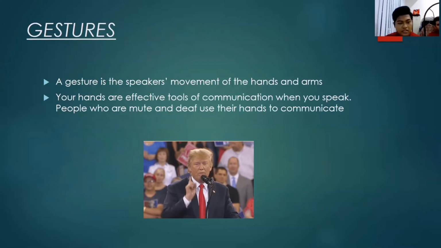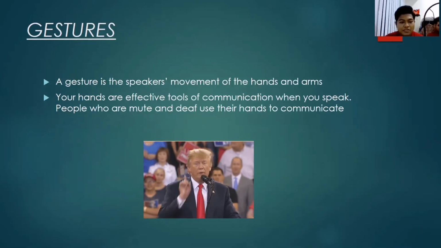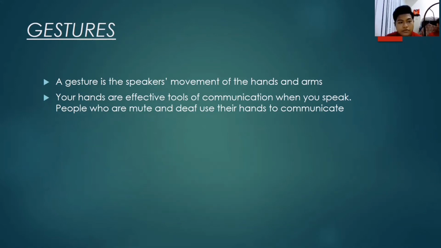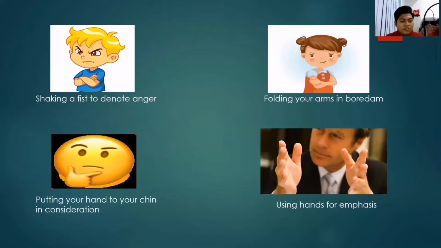Gesture. First, a gesture is the speaker's movement of the hands and arms. Your hands are effective tools of communication when you speak. People who are mute and deaf use their hands to communicate. There are 4 gestures. Shaking a fist to denote anger. Folding your arms in bow down. Putting your hand to your chin in consideration.